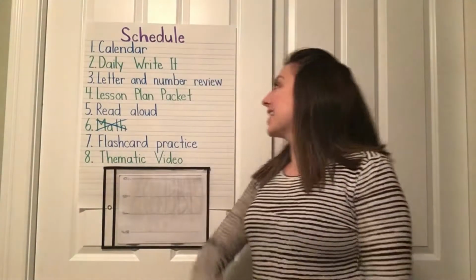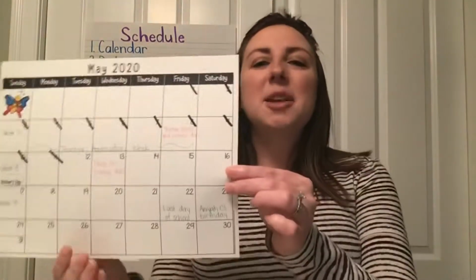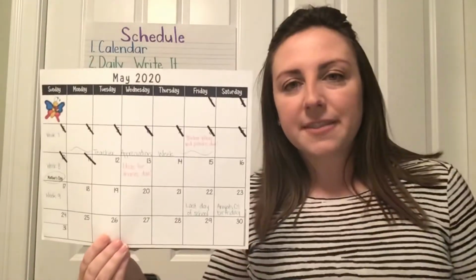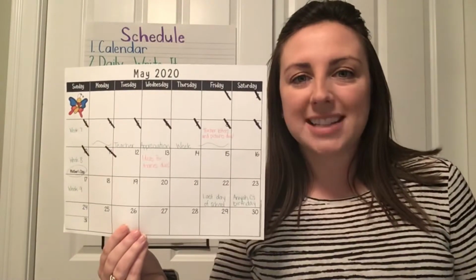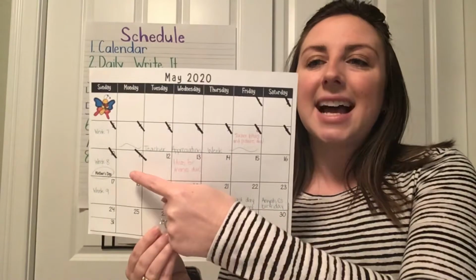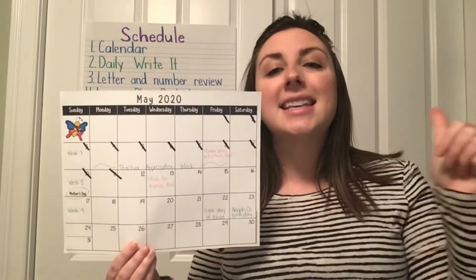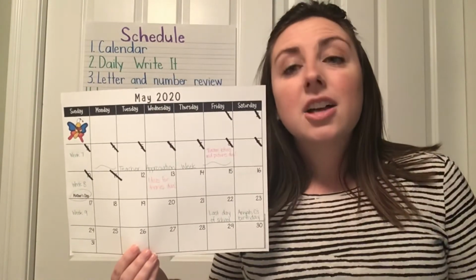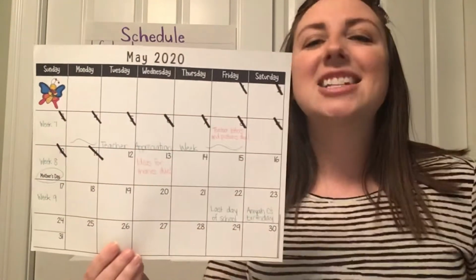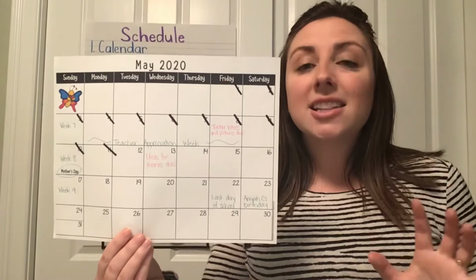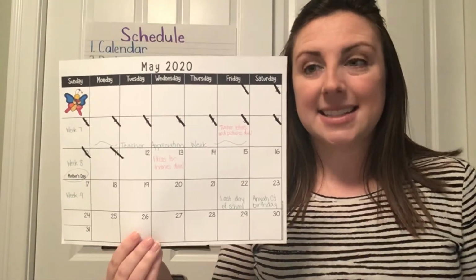So, looking at our schedule, number one is calendar. Let's check it out. Looking at our calendar, we want to find the very last day that was crossed out. That will be yesterday, the day we just had. We can see the last day that was crossed out was Monday, the 11th. That means yesterday was Monday. So if yesterday was Monday, then today is Tuesday.